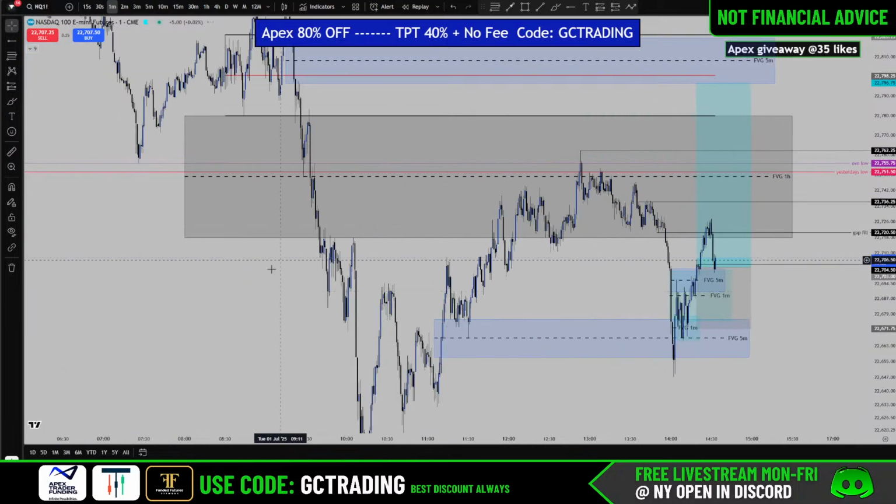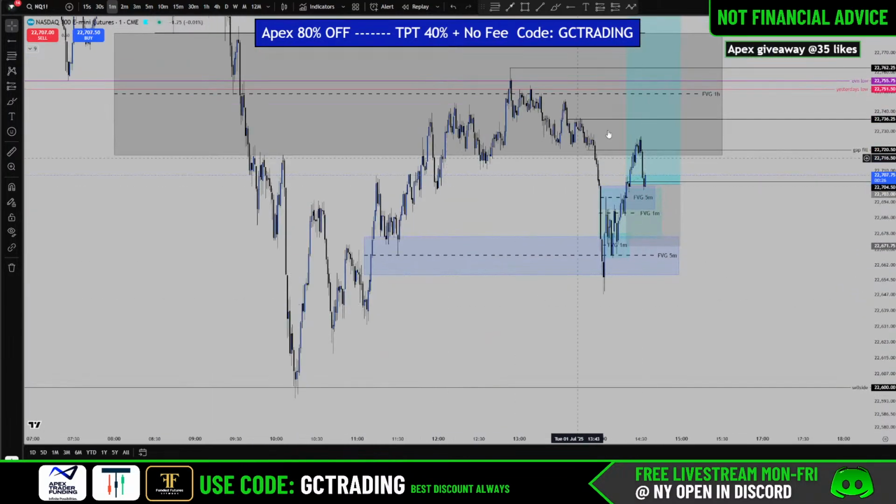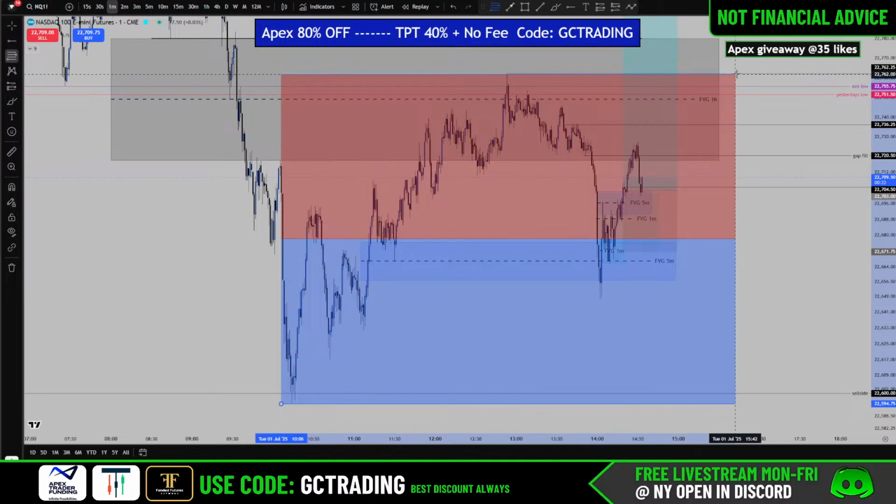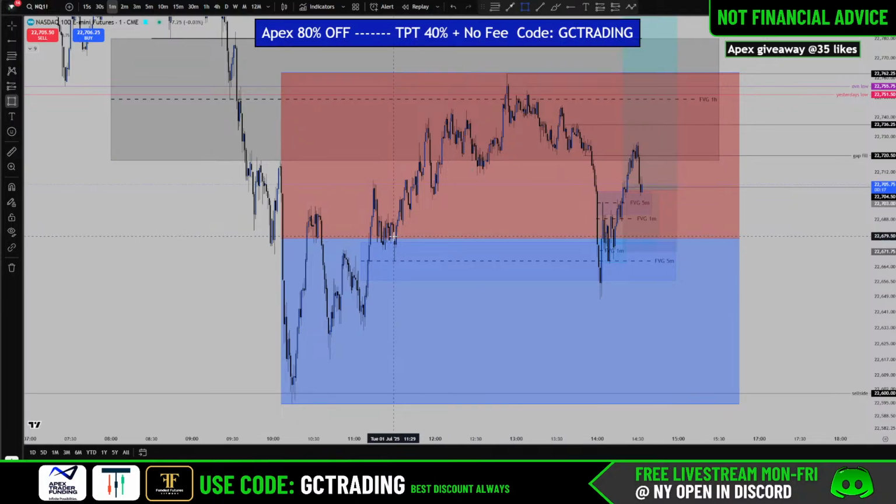Just like I said on the way down, remember before all this happened, I said if we start accelerating down through here, a good area would be this gap right here. That was our target. We hit that, had the 5-minute gap too, and then boom.